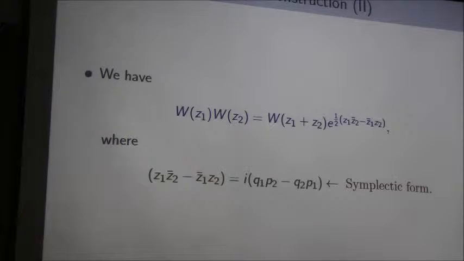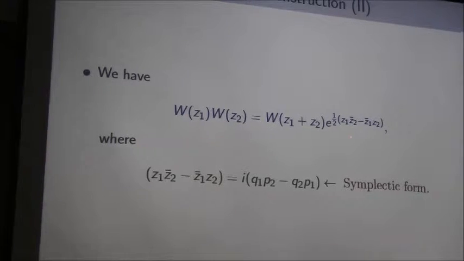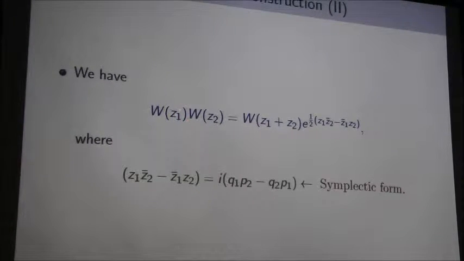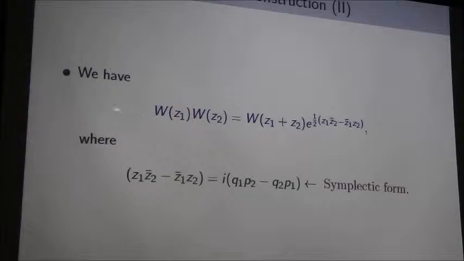Okay. Now this W fulfills this equation by just applying standard rules of the Baker-Campbell-Hausdorff formula. You get this equation. But this object here is I times, if I separate Z1, Z2 into Q1 plus IP1, etc., you get this equation. And you see that this is antisymmetric in the 1 and the 2 symbols, and this antisymmetric form is actually a symplectic form. Okay. Up to the I, it is actually a symplectic form.